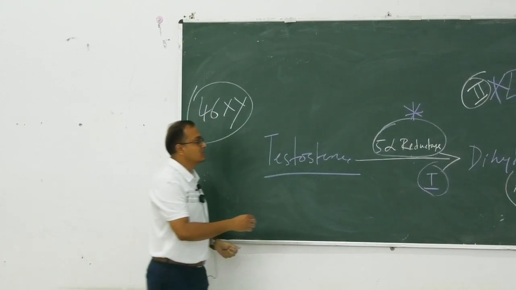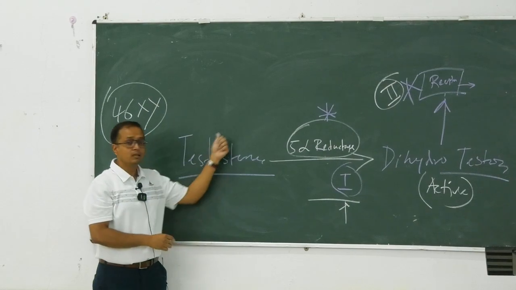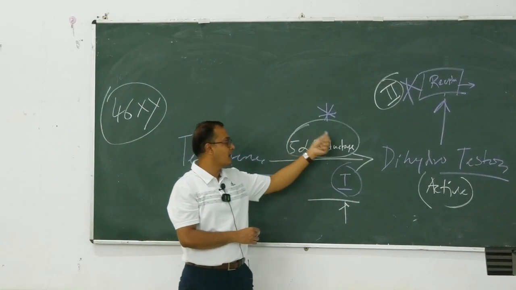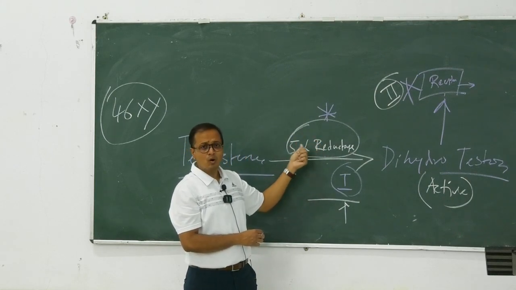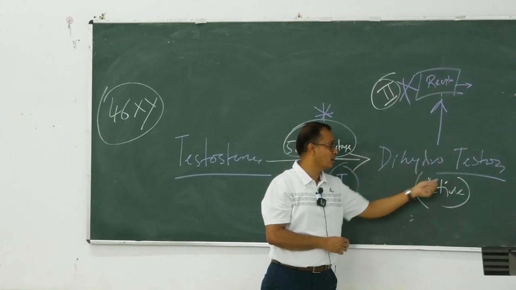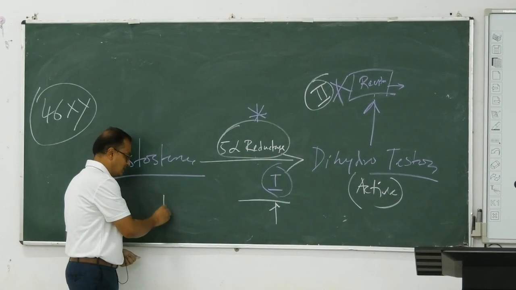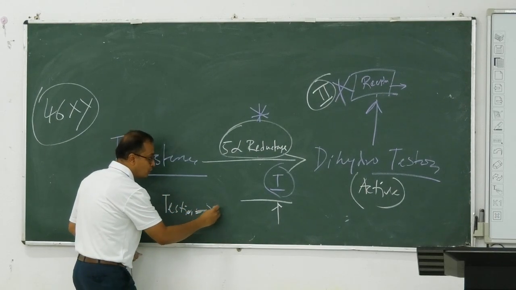Now, we take this instance where either testosterone is not produced, or if it is produced, the 5-alpha reductase is not working and not leading to the production of dihydrotestosterone. So you have a testis which is rudimentary.